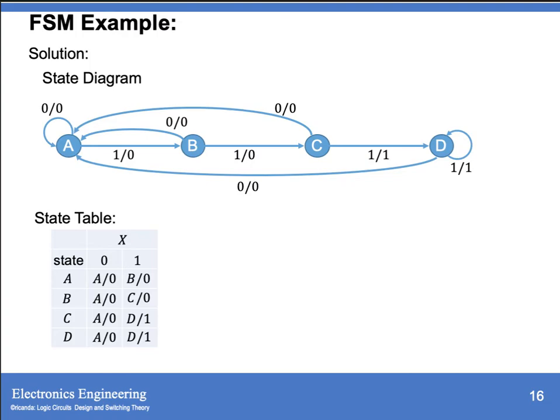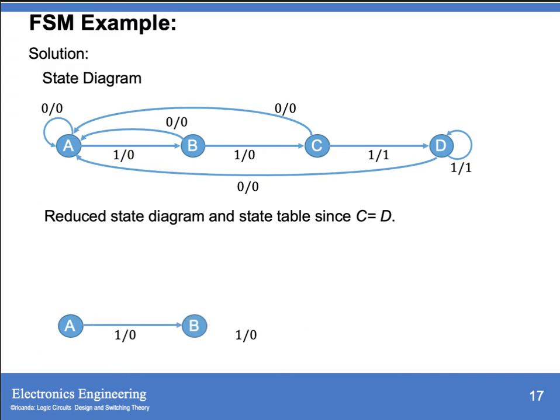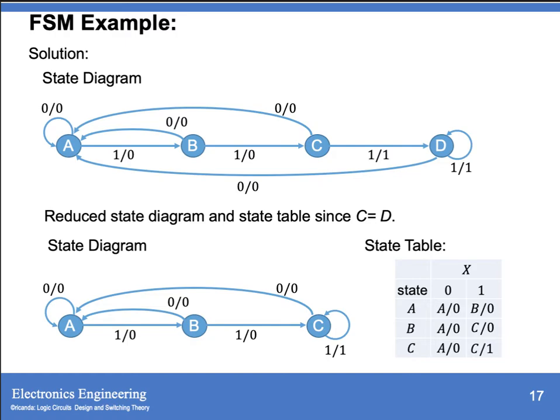So as you can observe in your state table, C and D have the same state for x equals 0 and x equals 1. So we can reduce this state because C is equal to D. So we can have this reduced table or diagram as A goes to B, goes to C, then C back to C when your x equals 1. Otherwise, it goes back to A. So your state table will now be, for x equals 0, A goes to A, then B goes to A, then C goes to A. For x equals 1, A to B, B to C, C to C with an output of 1.